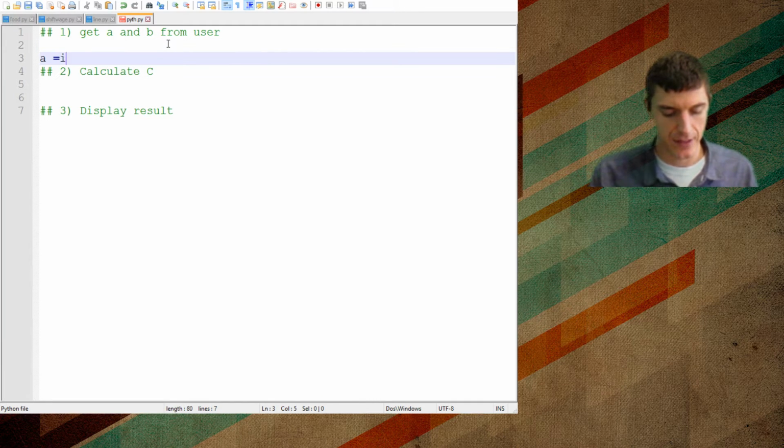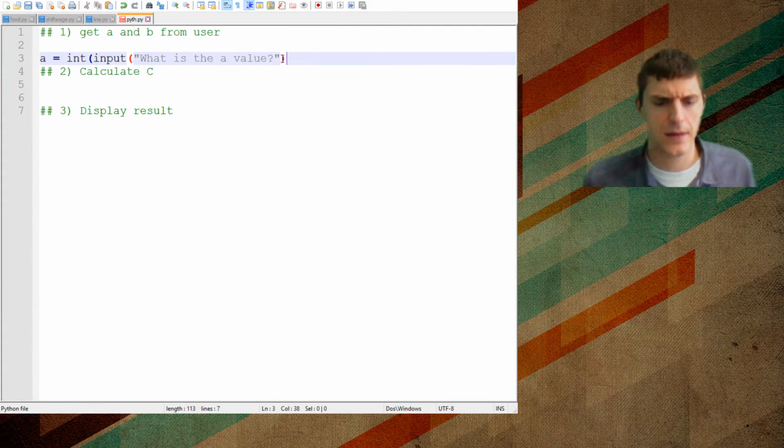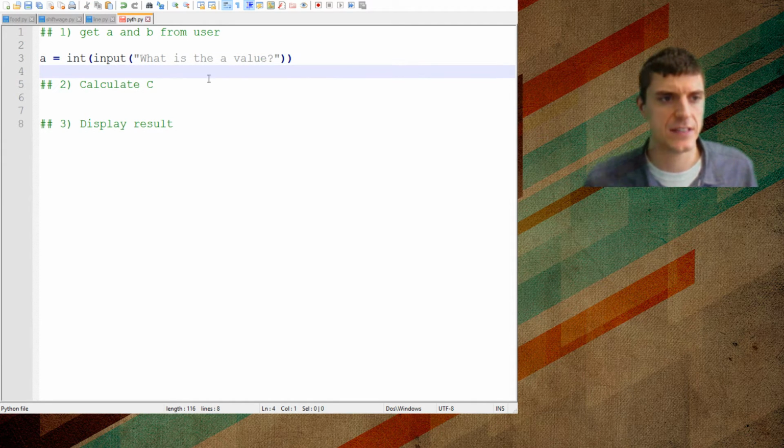My A value is, for this one, fine, I'll just accept integers. There's no reason for me to limit it just to integers, but we used float last time, so I'm going to use integer this time. What is the A value? I want to make sure my parentheses line up, so always double check those. So that'll be my A value. Now I'm going to need to do the same thing, but get the B value from the user.